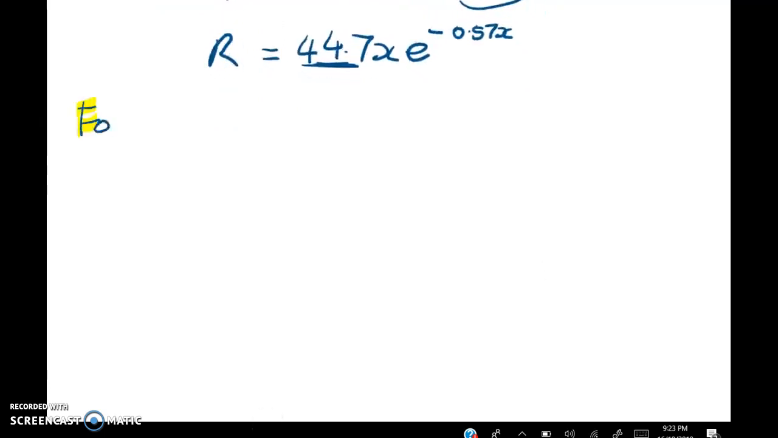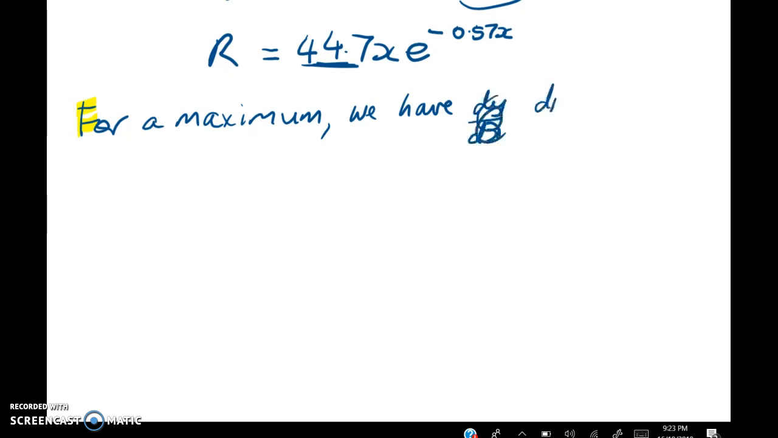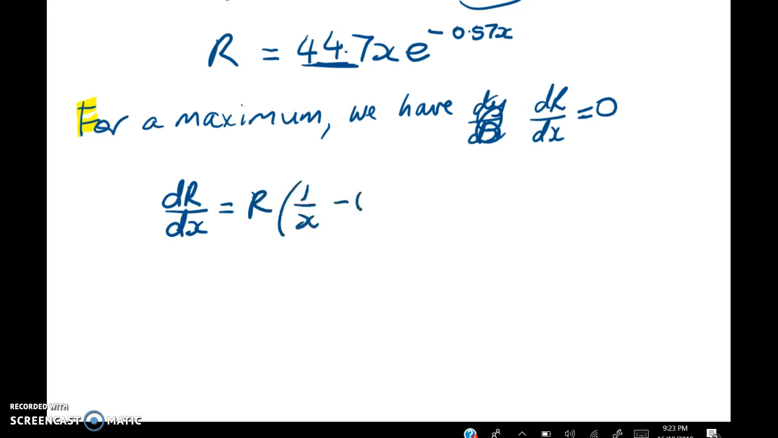So for a maximum, so the maximum is also my limit here, we have dR by dx equal to 0. In other words, there's no more growth in revenue from changing the tax rate. Okay, so what was dR by dx? Well, we go all the way back to the start, and we had that DE. So we want to set that equal to 0, and we know that R is not equal to 0. So 1 over x minus 0.57 is equal to 0.